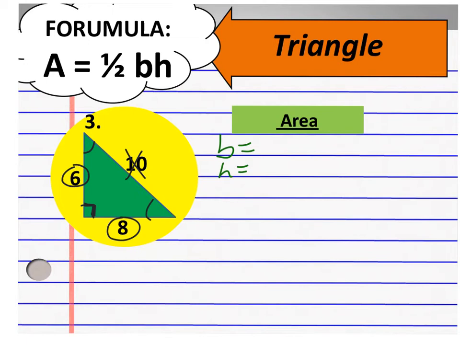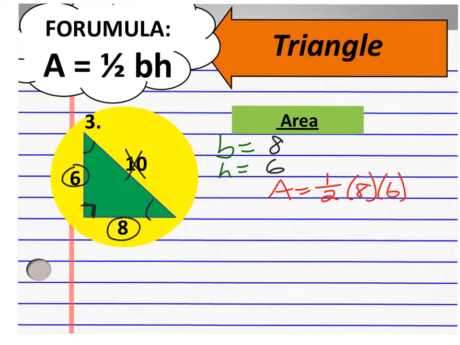So let's identify them. Your base is 8. Your height is 6. Those are interchangeable at this point. It could be 6 and 8. So let's fill in our formula. Area equals, yes, you must write the 1/2, and that is 8 and 6.